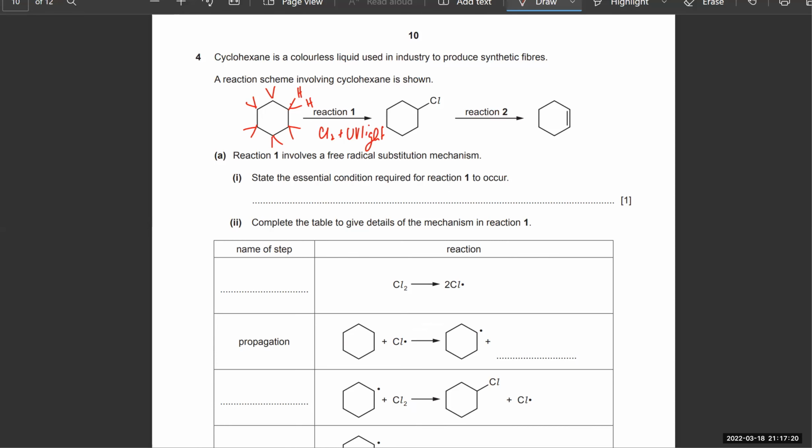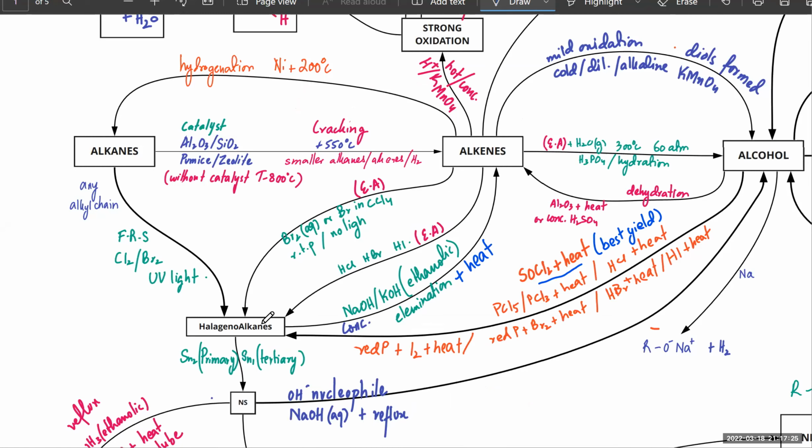And then you have a halogenoalkane. That halogenoalkane turns into an alkene. So how does that happen? How does a halogenoalkane go to an alkene? That's NaOH or KOH, ethanolic, concentrated, plus heat.